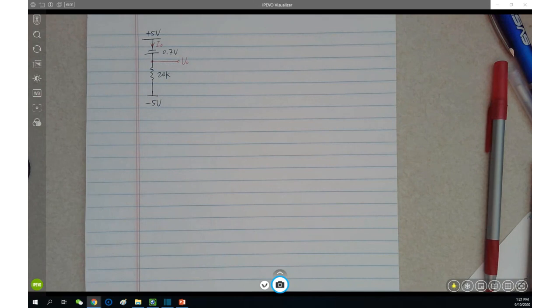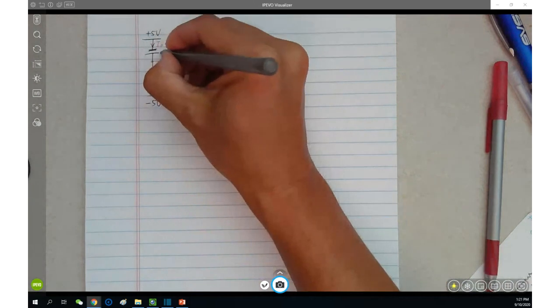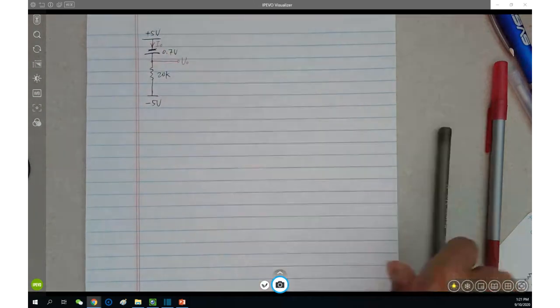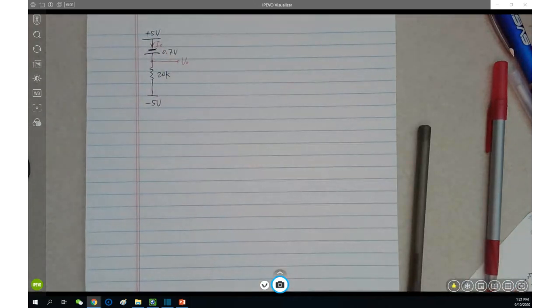With how you drew that battery, is the negative terminal closer to the 5 volts? Correct. In other words, this is a short bar. This is a longer bar. Yep. Polarity, direction of the current and polarity of the voltage always play a very critical role.